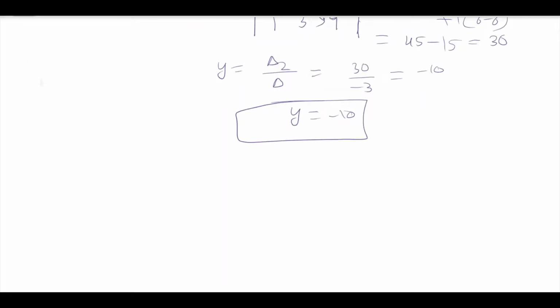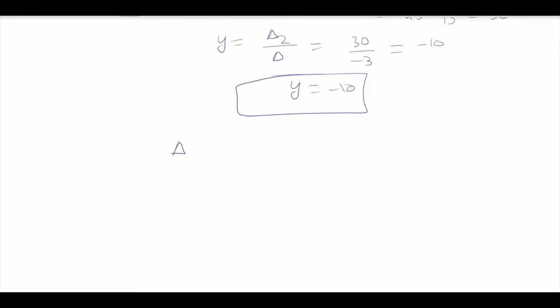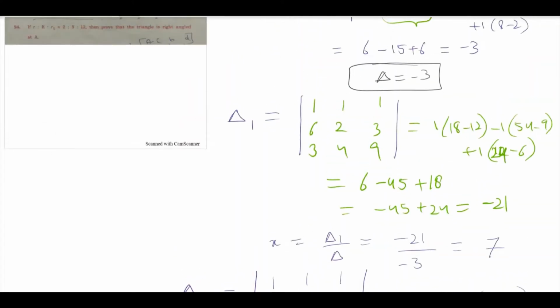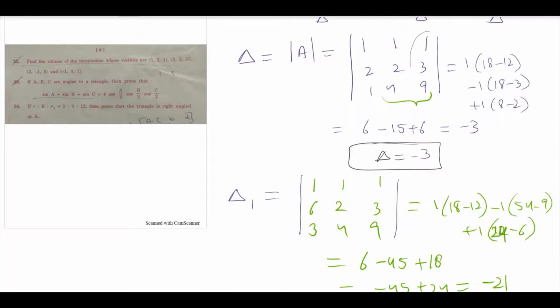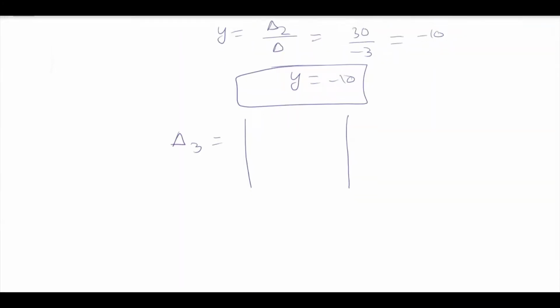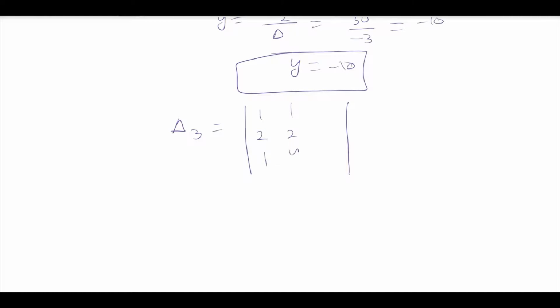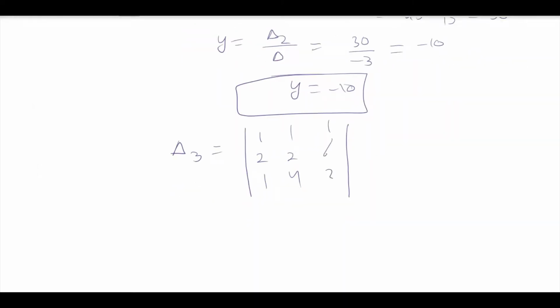And the value of z we need to find now. Delta 3 will be the matrix A obtained by replacing column 3. So column 3 is this, 1 2 1, 1 2 4, 1 2 1, 1 2 4, and the column is 1 6 3. That equals 1 into, this is 6 minus 24, minus 1 into 8 minus 2, plus 1 into 6 minus 6, plus 1 into 8 minus 2.